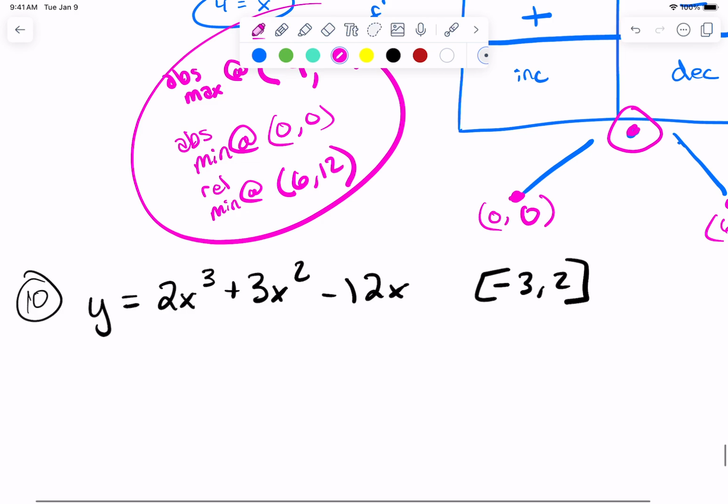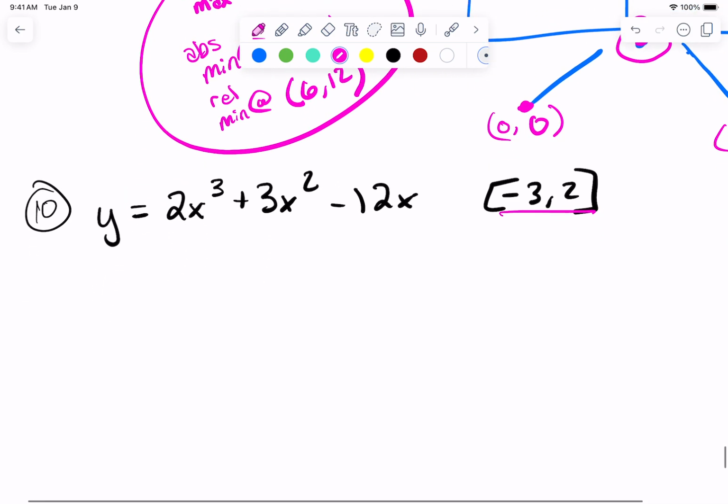Okay, perfect. Number 10. We do have a closed interval here as well. Where should we start? What should we do first? Critical numbers. Okay, derivative.